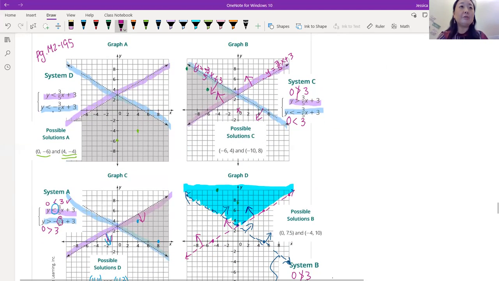A couple things to note. I did try to color coordinate them: the y-intercepts are exactly the same. The only thing that is different is the slopes. One is positive, one is negative. And so this one right here, the purple, is the positive one.